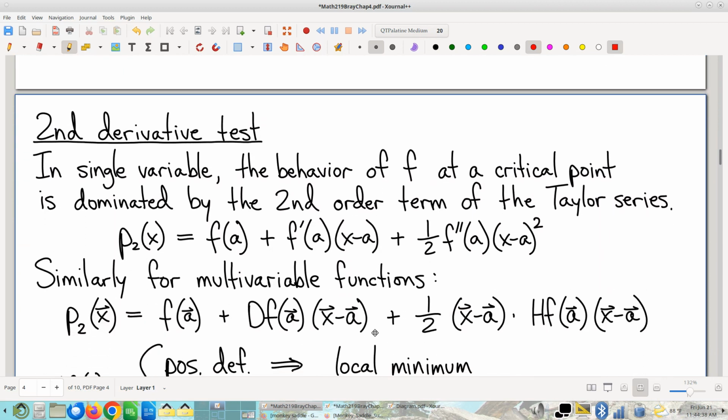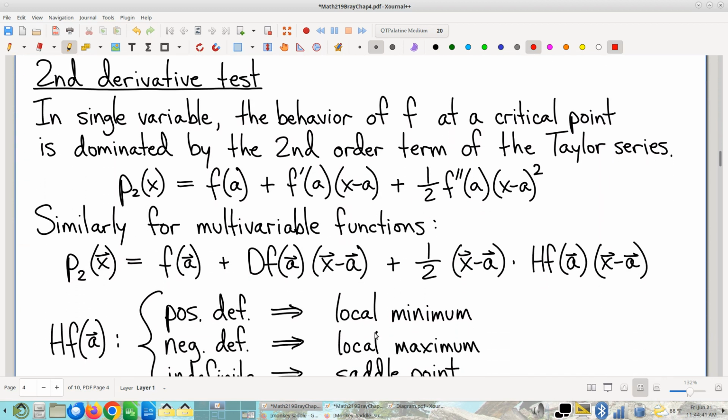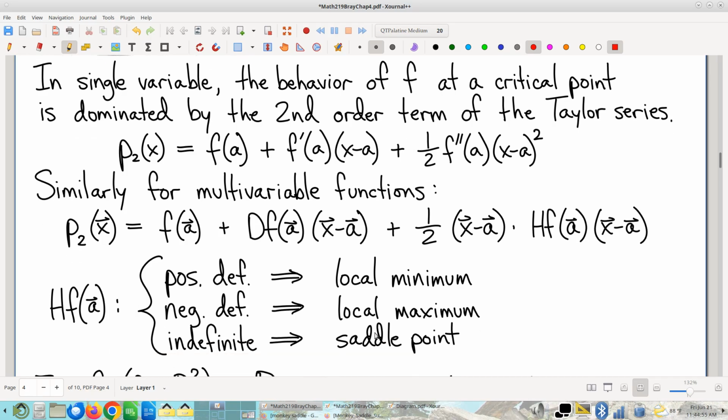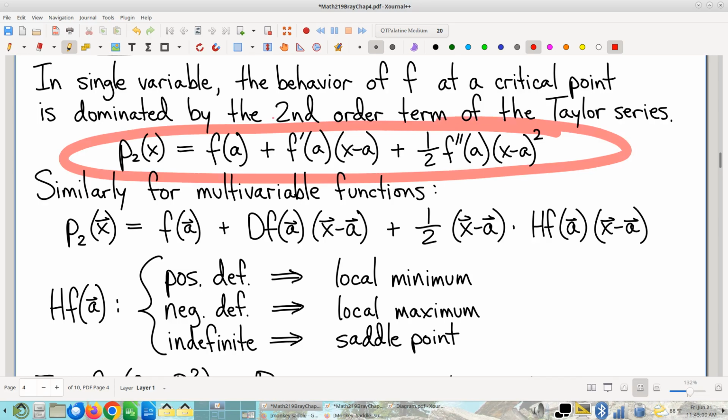Okay, so once you've found critical points, how do we classify them? How do I look at a critical point, where the whole idea of a critical point is I don't know what's going on there, and decide if it might be a local max or a local min? How do you tell the difference? Again, let's look back at single variable. In single variable, there are different approaches you can take, but I'm going to use the second order Taylor polynomial.